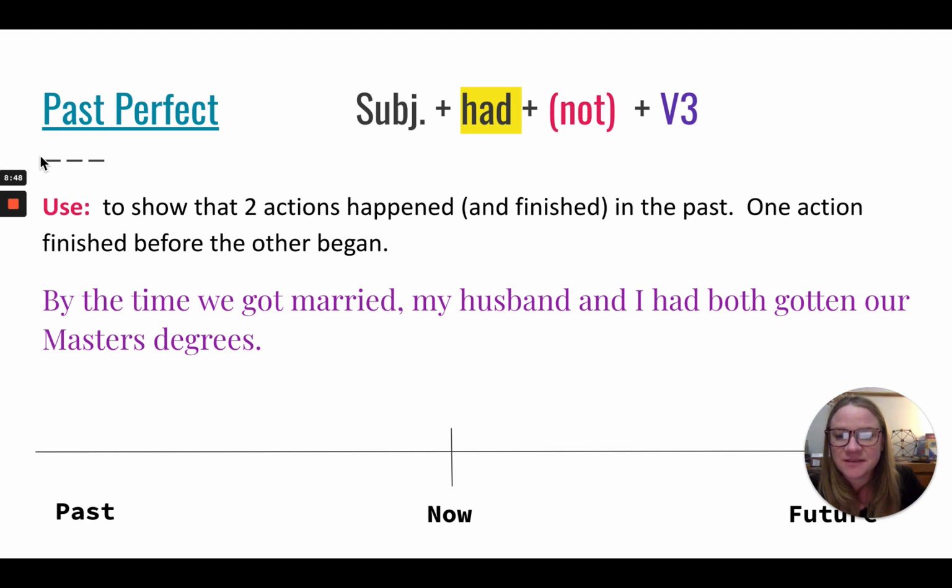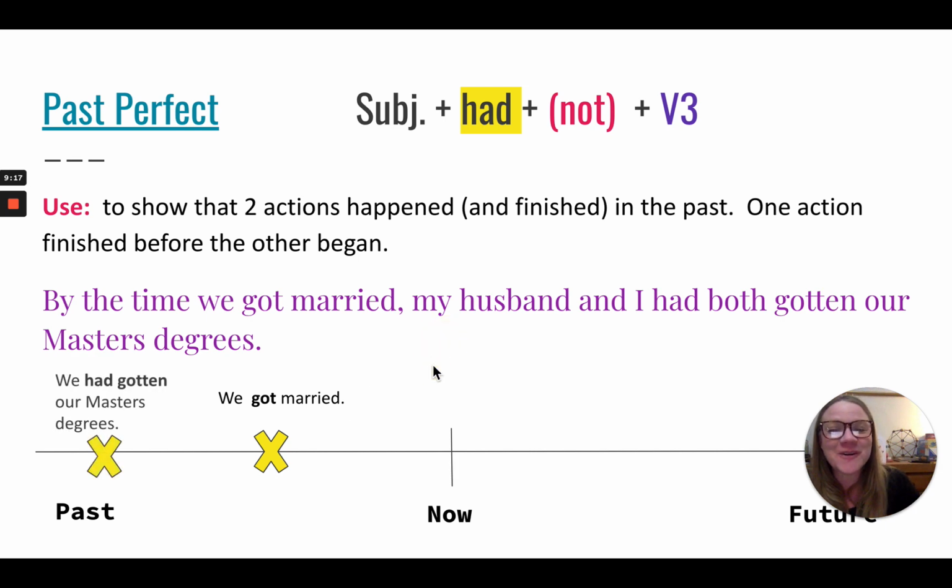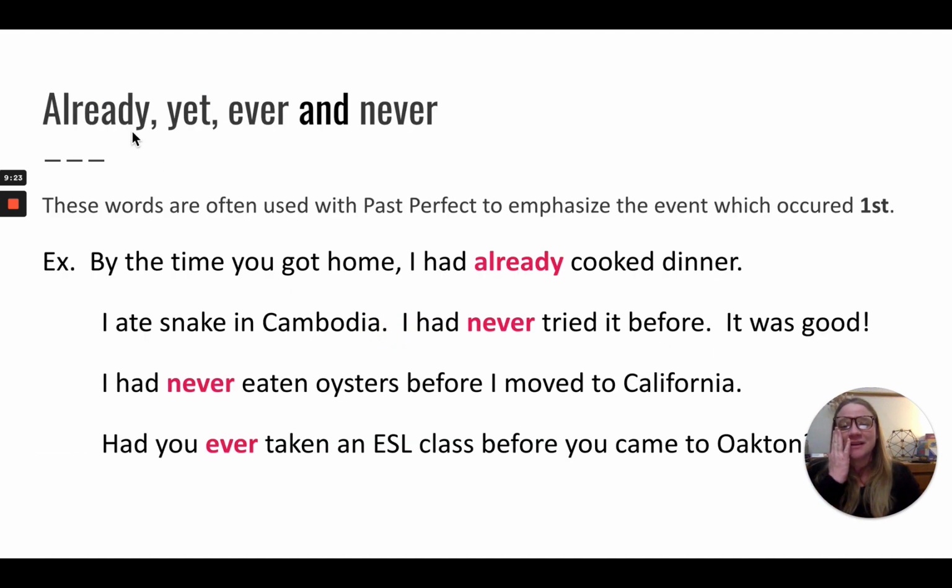Here's another sentence. Again, please read it and decide which action happened first. By the time we got married, my husband and I had both gotten our master's degrees. Can you use the rule to decide which action happened first and which action happened second? So we got married in the past, right? Did we get our master's degree before we got married or after we got married? Before we got married, because we see past perfect here, right? So I hope that helps you understand a little bit about how we use past perfect.